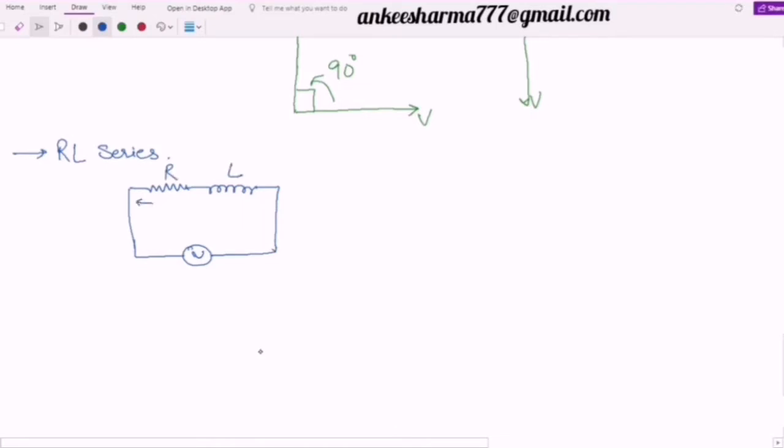Let me assume, as the two are connected in series, their voltages will be different. So the voltage across the resistor is VR and the voltage across the inductor is VL.